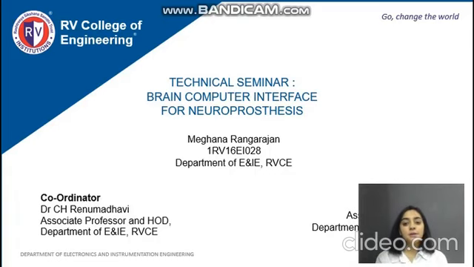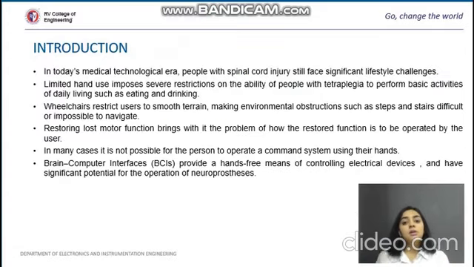Today I'm going to try to explain how a brain-computer interface can be used for neuroprosthesis. So even with all the technological advances that we see today, people with spinal cord injury still face a lot of lifestyle challenges. People with tetraplegia still face a lot of difficulties with carrying out their basic day-to-day activities due to their limited hand usage.